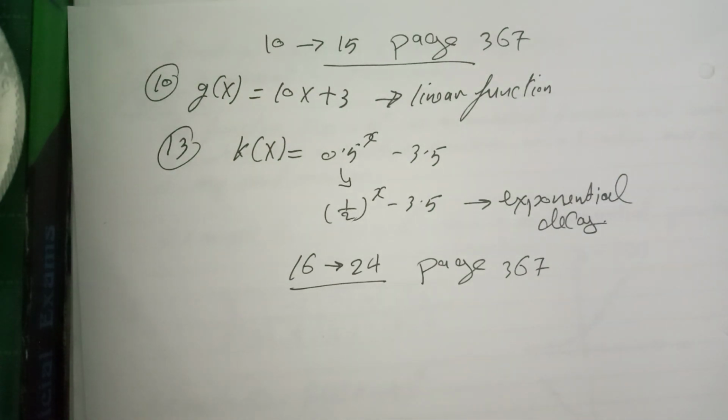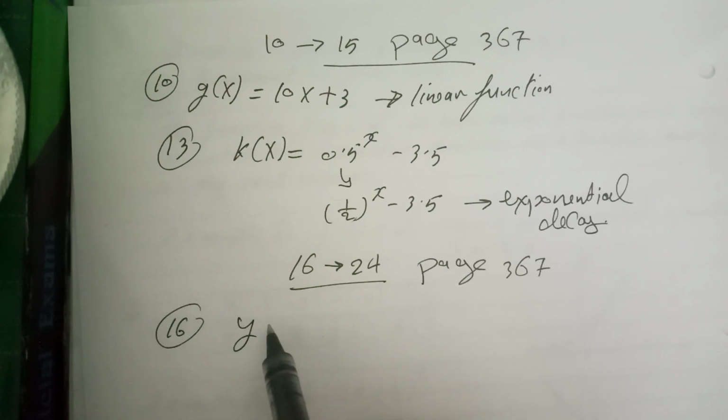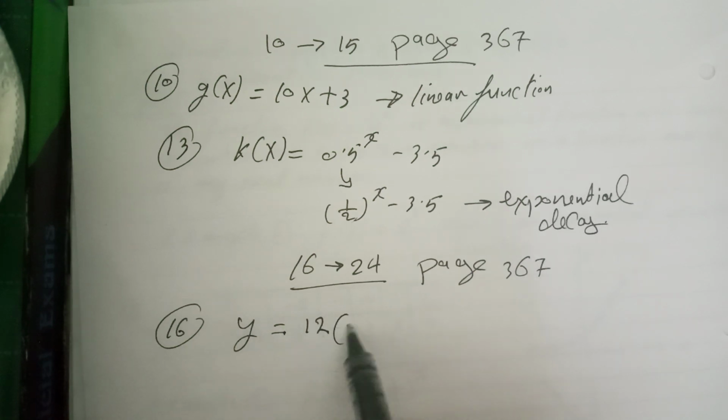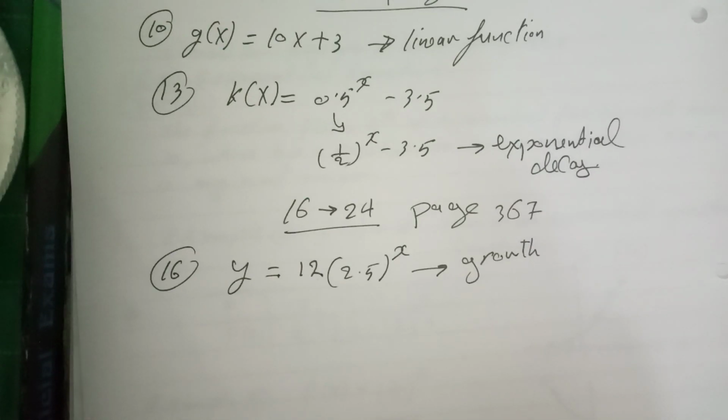Tell whether each function represents exponential growth or decay. What's the difference between growth and decay? The base. If the base is a fraction, it's a decay. If the base is a whole number, like 2.5, it's a growth. For example, number 16, f(x) equals 12 times 2.5 to the power x. Is this a growth or decay? It's a growth. Why? Because 2.5, which is the multiplier, is greater than 1.